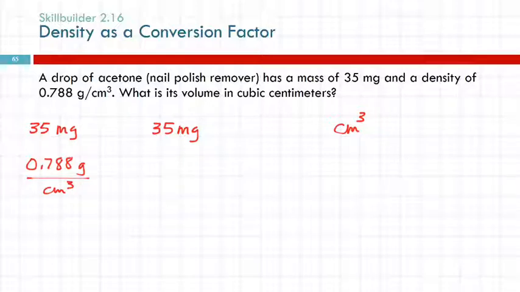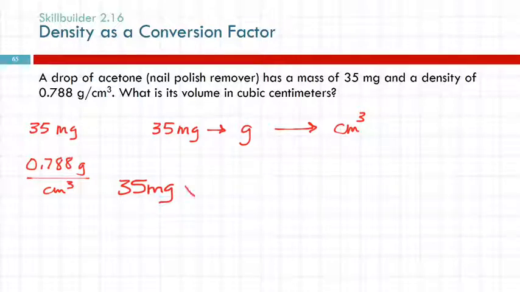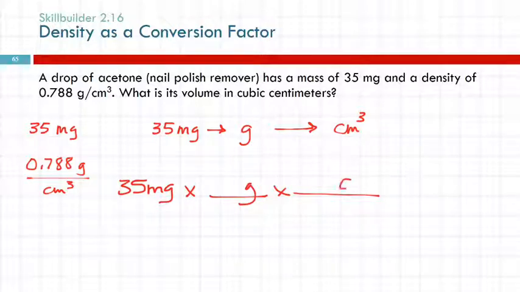Now, how can I convert milligrams to cubic centimeters? Yeah, we're going to need grams. I can convert milligrams to grams, and then the density here allows me to convert grams and cubic centimeters. And so I can get from grams to cubic centimeters. So 35 milligrams, 2 arrows, 2 fractions. Milligrams to grams to cubic centimeters. Same as I wrote in my path.